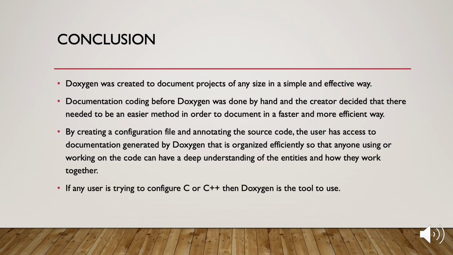In conclusion, Doxygen was created to document projects of any size in a simple and effective way. Documentation before Doxygen was either done by hand or with tools not as capable as Doxygen. By creating the configuration file and annotating the source code, the user has access to documentation generated by Doxygen that is organized efficiently so that really anyone using or working on the code can have a deep understanding of the entities and how they work together.